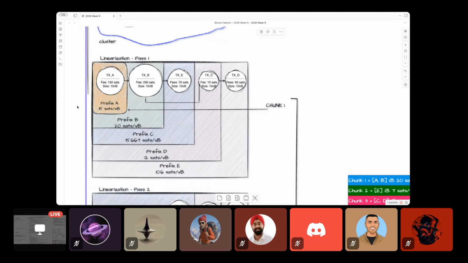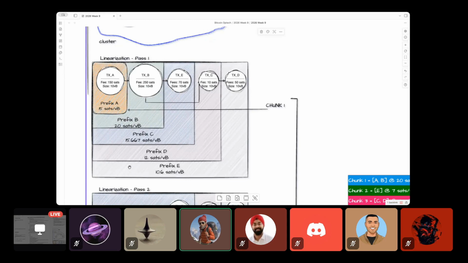So if you see here, prefix A is nothing but just the transaction A, because it doesn't have any parent, and prefix B is both A and B together. The fee that A and B together pay is 20 sats per vbyte. This pays only 15 sats per vbyte. If you look at this prefix, which includes A, B, and E, it pays about 15.66 sats per vbyte.